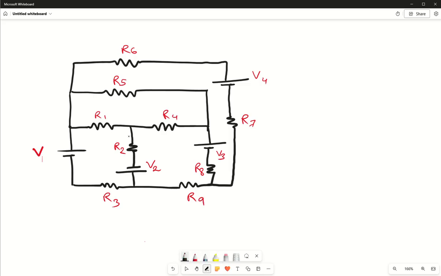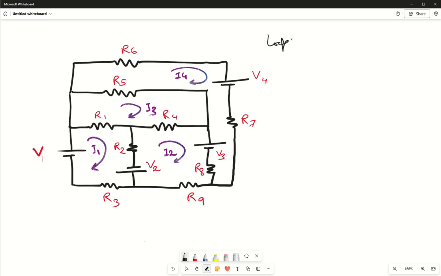So let us consider the current directions. So this is our current direction, suppose I1. This is our current direction I2. This is our current direction I3. This is our current direction I4. All the currents are in clockwise direction. Okay, so let us start writing the equations.